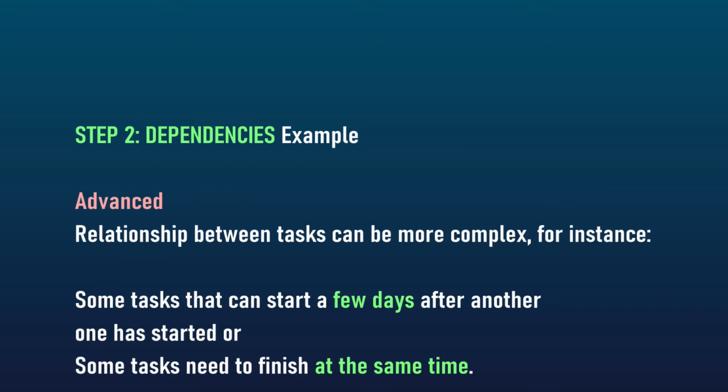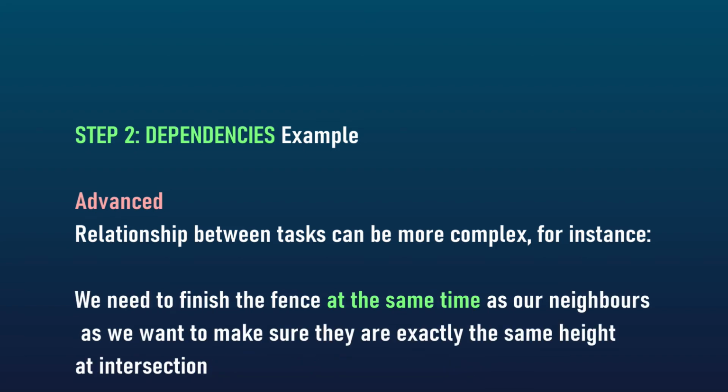I have a comment here as advanced. Sometimes the relationship between tasks can be more complex. For instance, some tasks can start a few days after another one has started, or some tasks need to finish at the same time. An example is we need to finish the fence at the same time as our neighbor finishes his, because we want to make sure they're exactly at the same height. So that's a more complex dependency that we can have. This is where I put advanced. If you're a beginner, you don't really have to worry about this scenario at this stage.